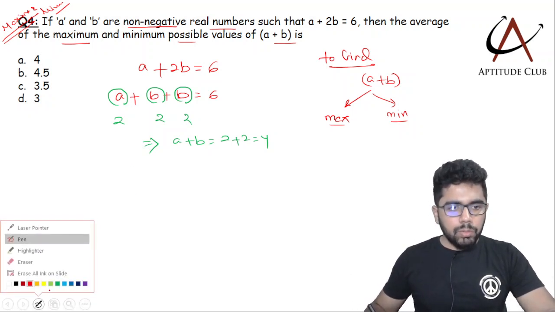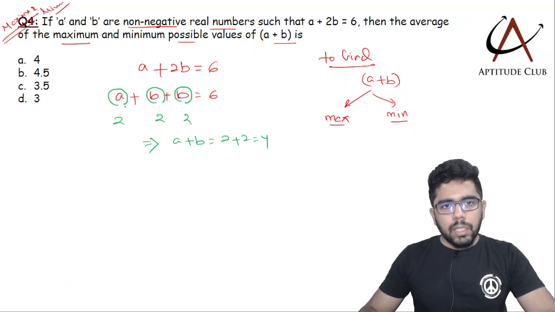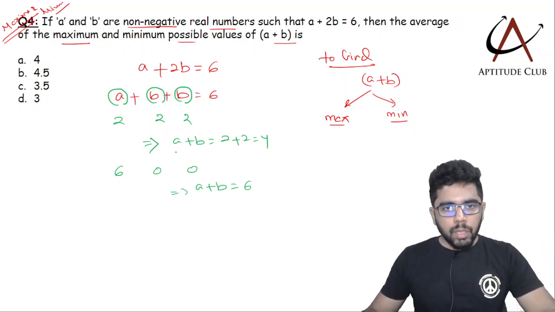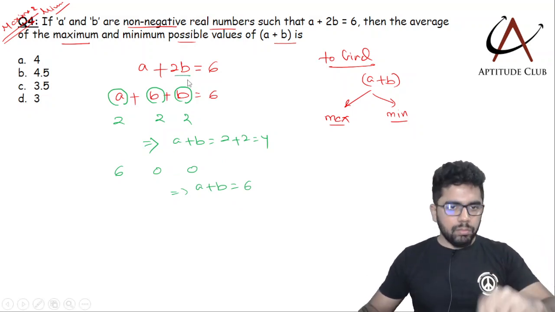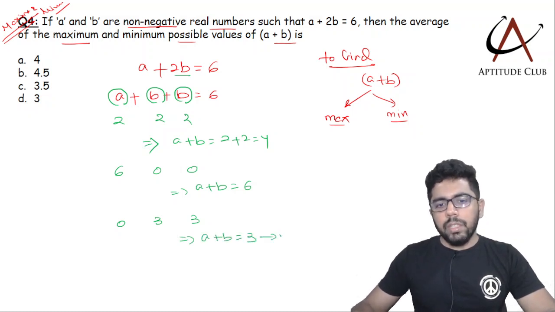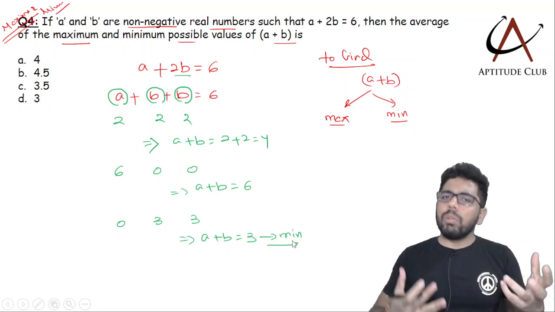Then next, maybe I'll give everything to a: a is 6, b is 0, c is 0. This implies a plus b becomes how much? 6. You can't go beyond this. What if you do the other way around? If I give a 0, then b, I'll have to give 3. 3 plus 3 will be 6. So in that case, a plus b is equal to 3. So clearly this will be minimum. You can't go below this.